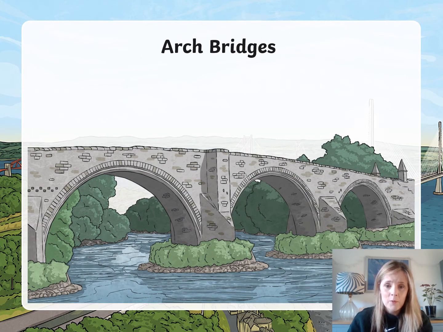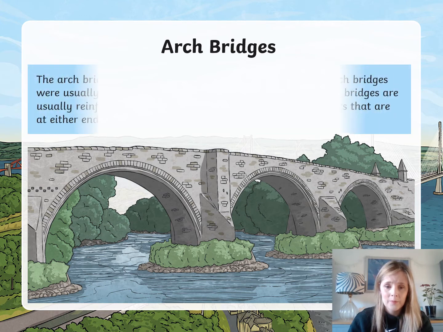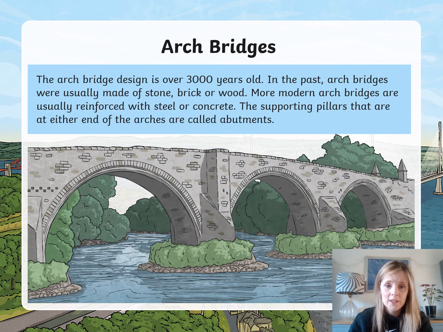This is a different type of bridge. It's called an arch bridge. The arch bridge design is over 3,000 years old. And they were mainly made of stone, brick or wood. The supporting pillars that are at either end of the arches are called abutments.